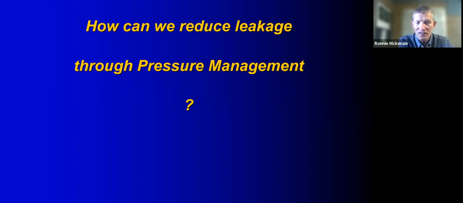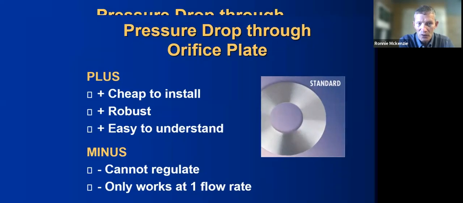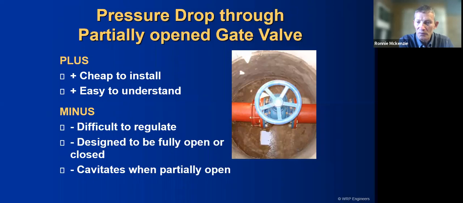How do we reduce leakage? Well, through pressure management. What do we do? There's a number of different things you can do. One is you can put a constriction in the pipe. You could use an orifice plate, for example. It's a sort of cheap and nasty option. It does work. There are better options. You can put in a valve in your system, and you can reduce the pressure through a control valve.